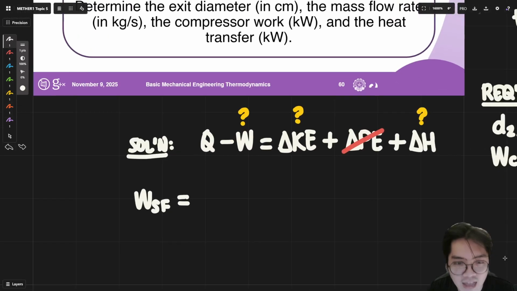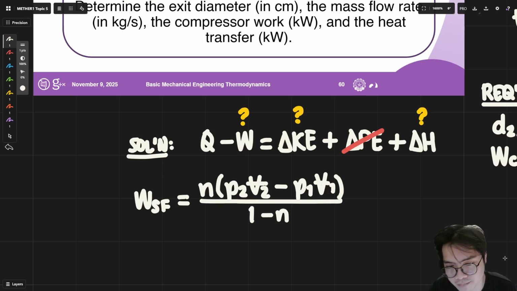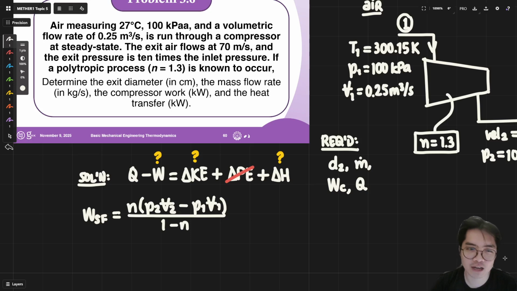We will now say, aha, I now know what's supposed to happen. P2 V̇2, V dot 2, because we don't have a volume, we have a volume flow rate, minus P1 V̇1 all over 1 minus N. But then you stop. Wait a second. I don't have a value of V̇2.